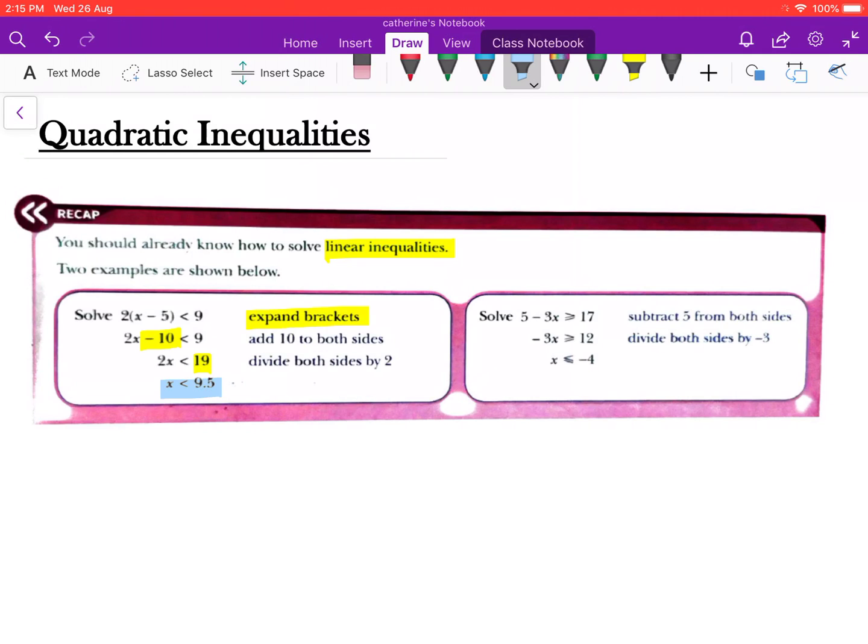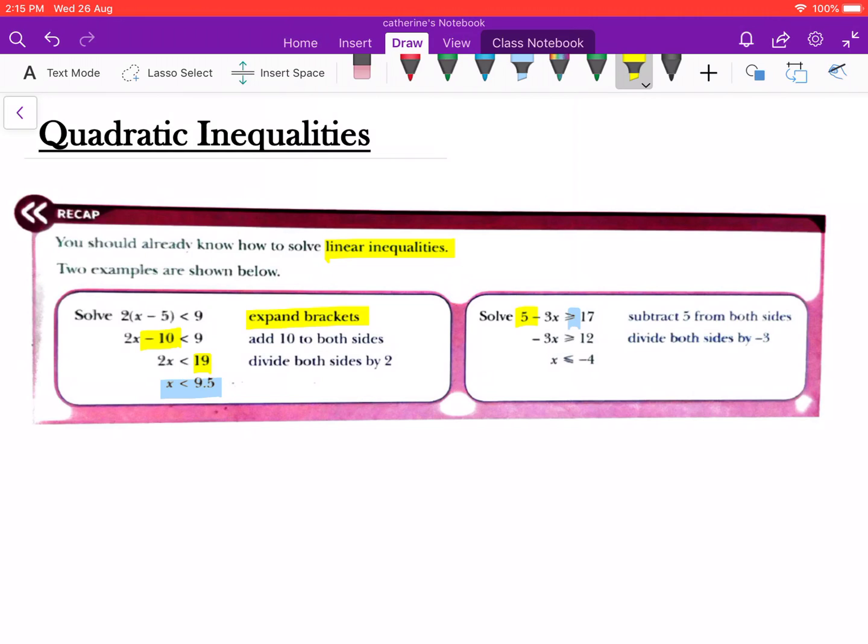Another example on the inequality sign of more than or equal to. In this case, we have 5 minus 3x more than or equal to 17. If I move the 5 to the other side, it will become negative 5. So you are getting 17 minus negative 5, which gives 12.